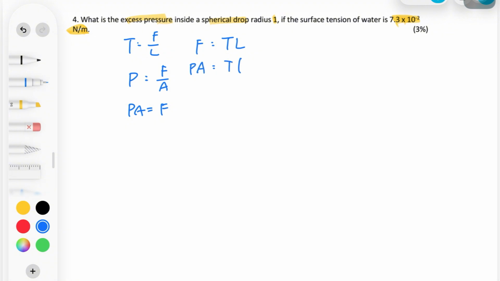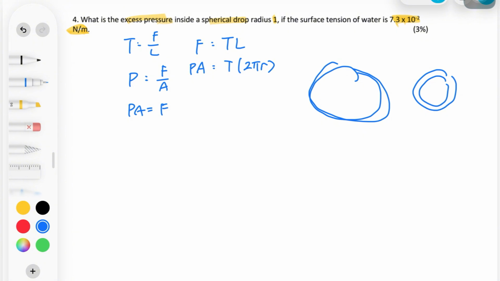The length of the surface is going to be 2 pi r. Very simple for a spherical drop. Because it's a drop, not a bubble. A bubble has two sides, so you need to times 2. If it's a bubble, we have two layers, inside and outside, so there's a difference. If it's just a spherical drop, it's just one side. And this is it.